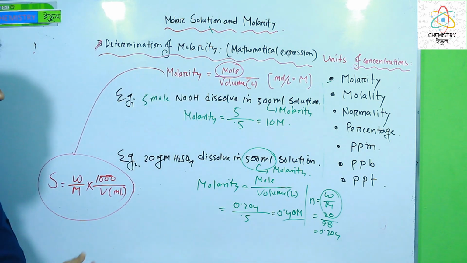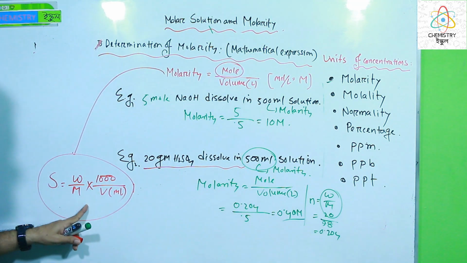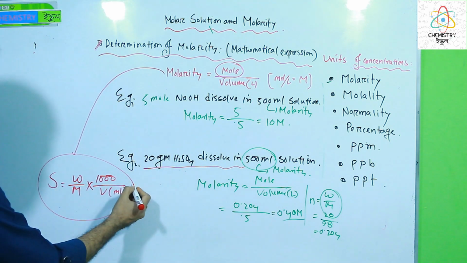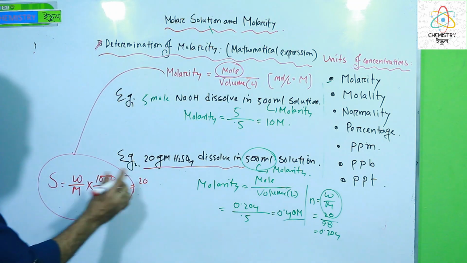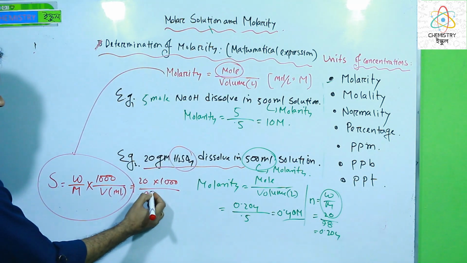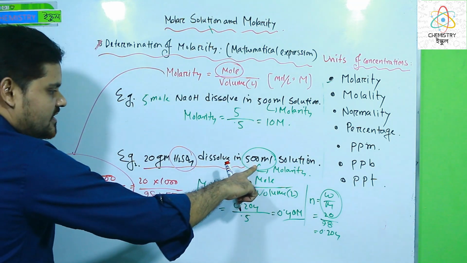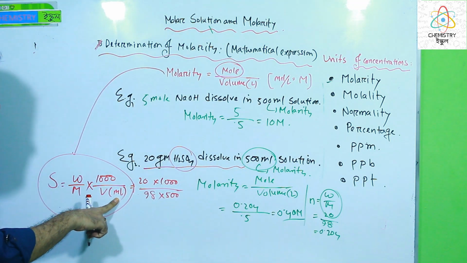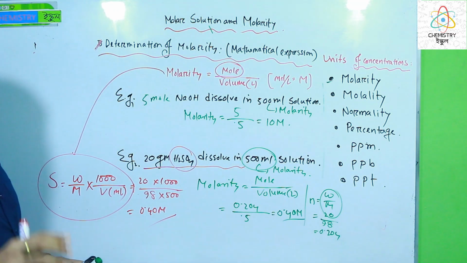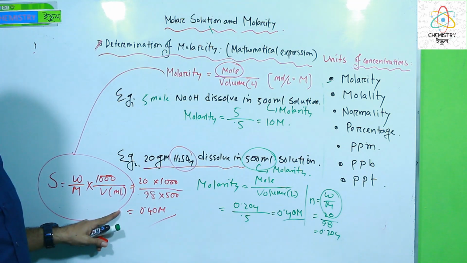Look at this, dear learners. Now this problem we can easily solve by this equation. Here W is the amount of substance. We can write 20 for W, into 1000, by M, the molecular mass of sulfuric acid, 98, and V, which is 500 milliliters. Here we should apply milliliters. Then we get 0.40 molar. By this we can easily find out the molarity of the solution.